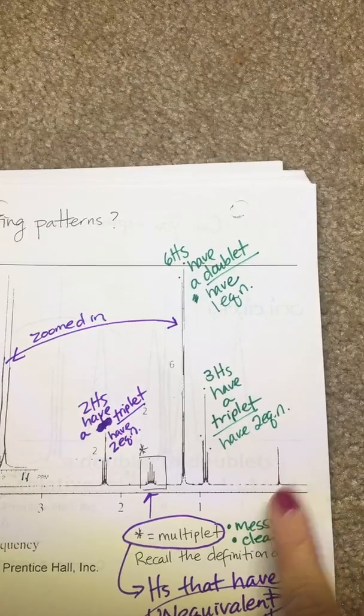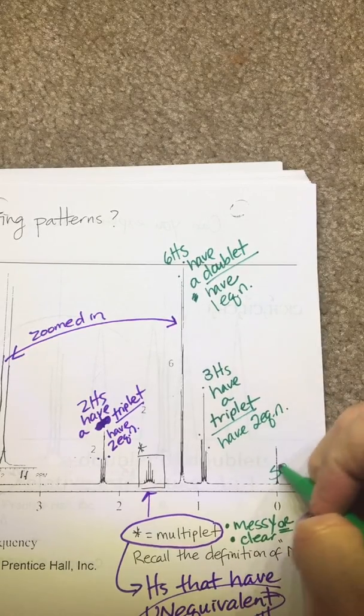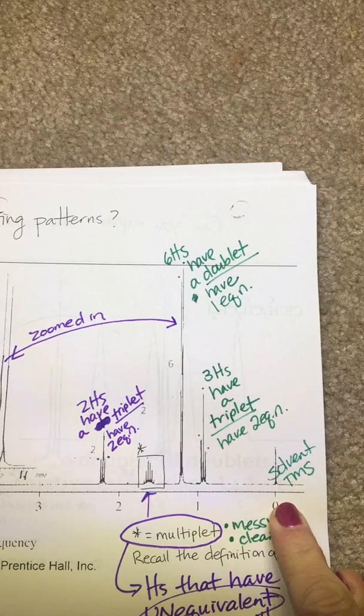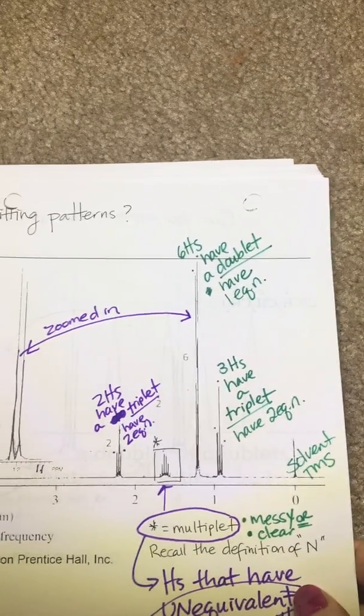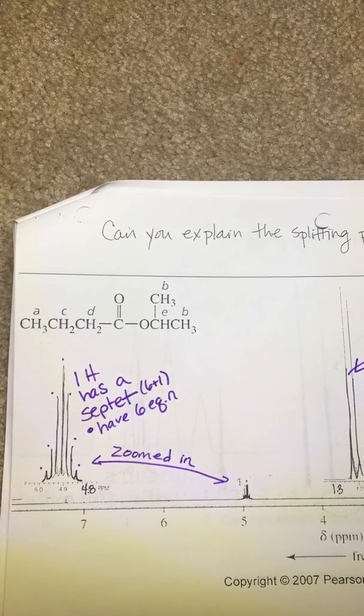So people go, what about this signal here? So remember, this is just your solvent, the TMS signal. That's at 0. So we don't have anything referenced at 0. So let's check this out right here of our ester.